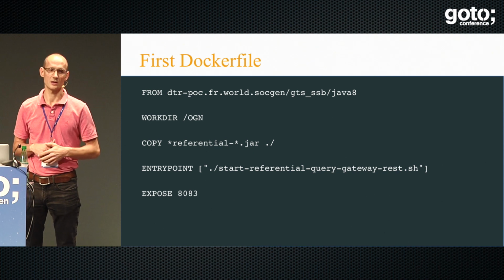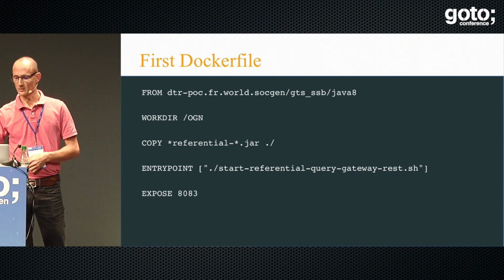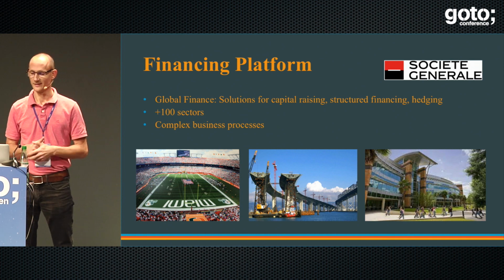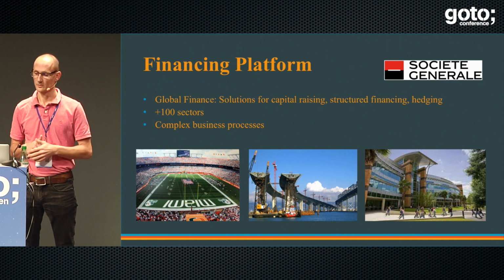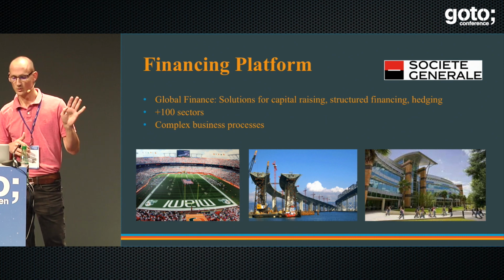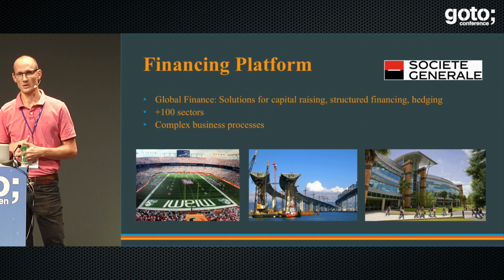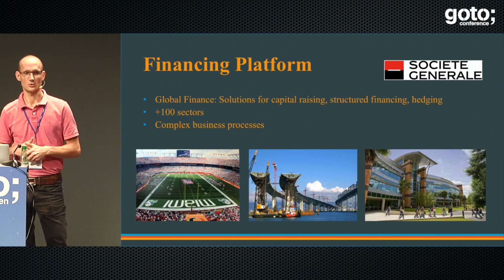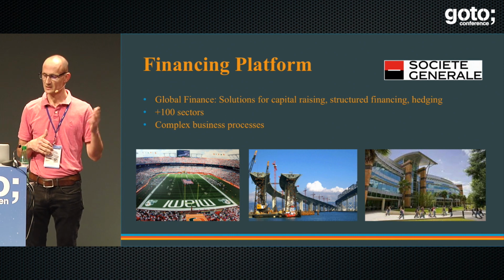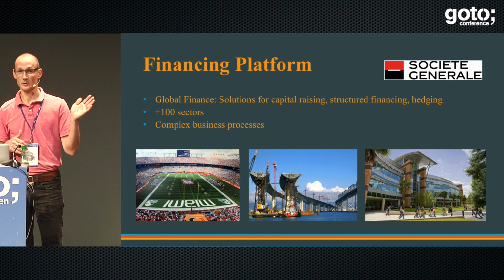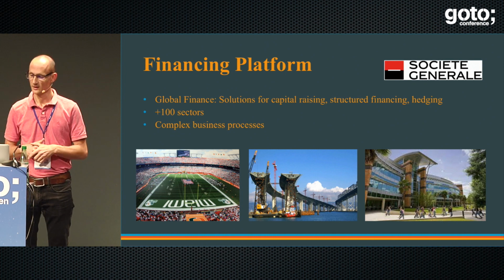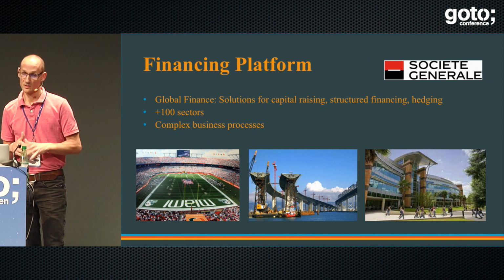Now, before diving into our architecture, just let me tell you a bit more about our business. So I work for Société Générale. It's a French bank, and we've built the financing platform to power the business of the global finance division. And this division provides solutions to companies to raise capital, to finance their projects, to hedge their key transactions against risk. And we also do business in a lot of sectors, right? Did you know, for example, we helped finance the renovation of the Miami Stadium for the Super Bowl back in 2007? So yeah, that was us.